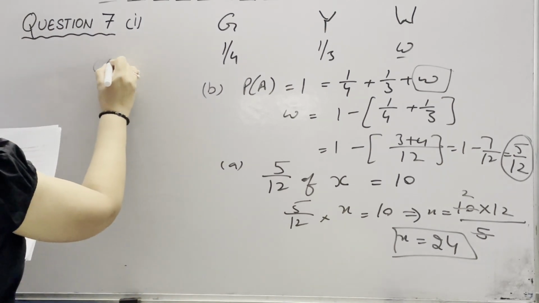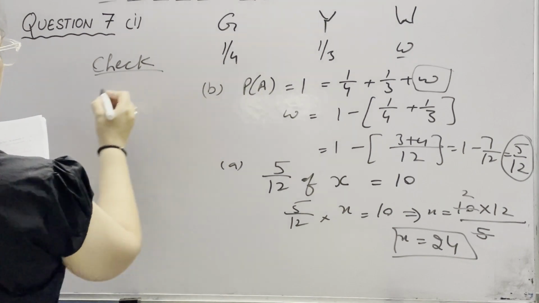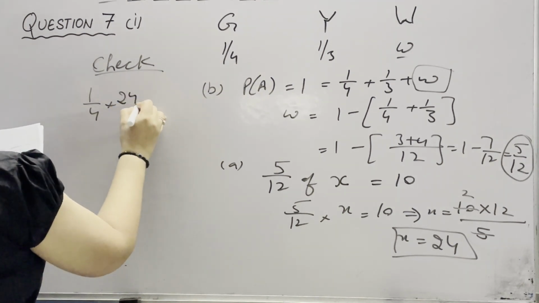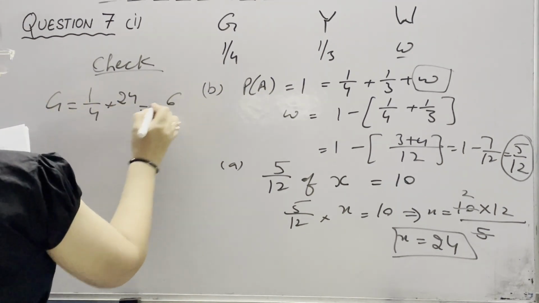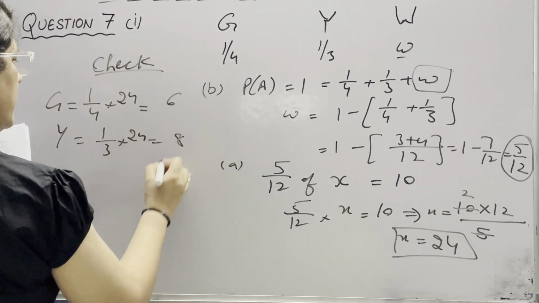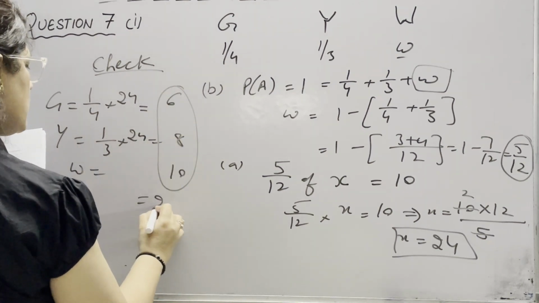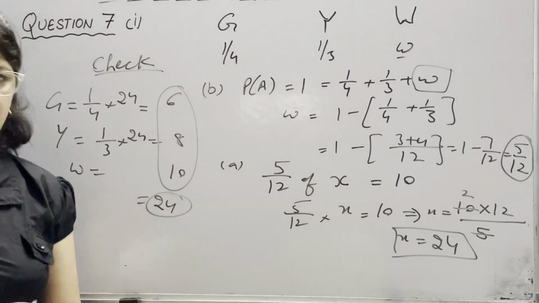We can check this question also, because it is given that 1 by 4 of the total is green, it means 6, and yellow is 1 by 3 of 24, it means 8, and white are 10. So 6 plus 8 plus 10, it means 24. Total number of balls in the box is 24.